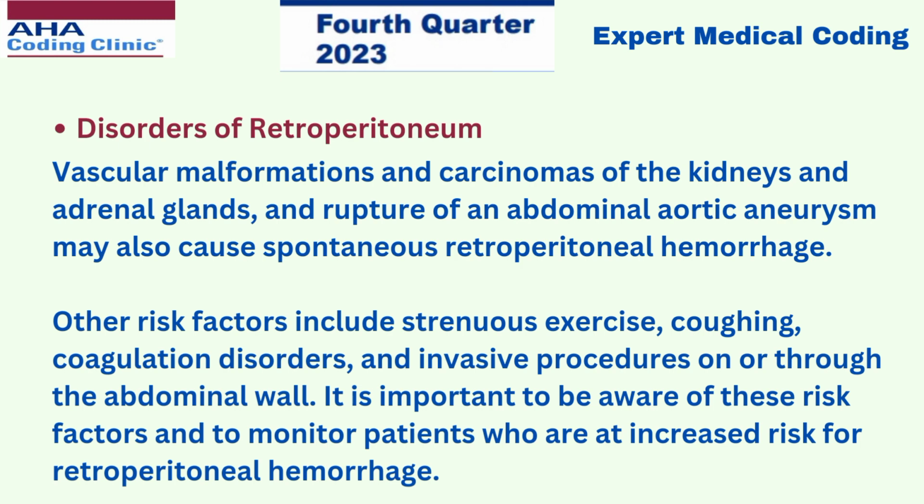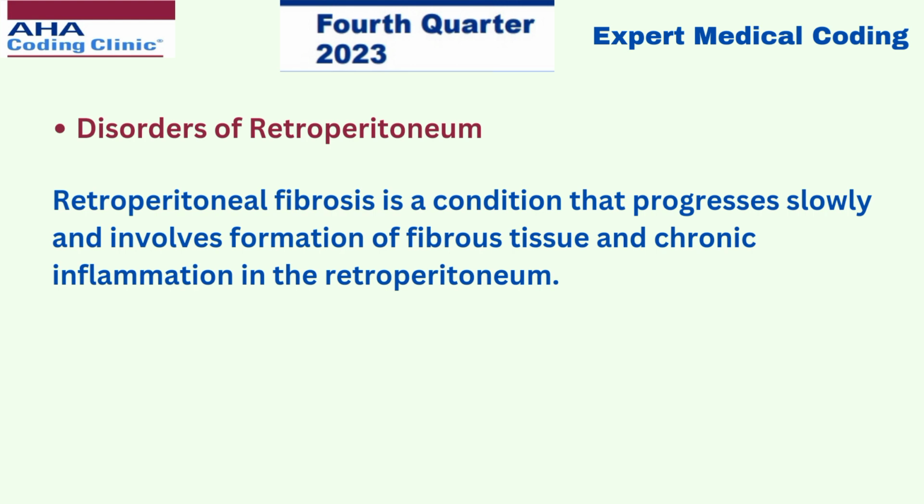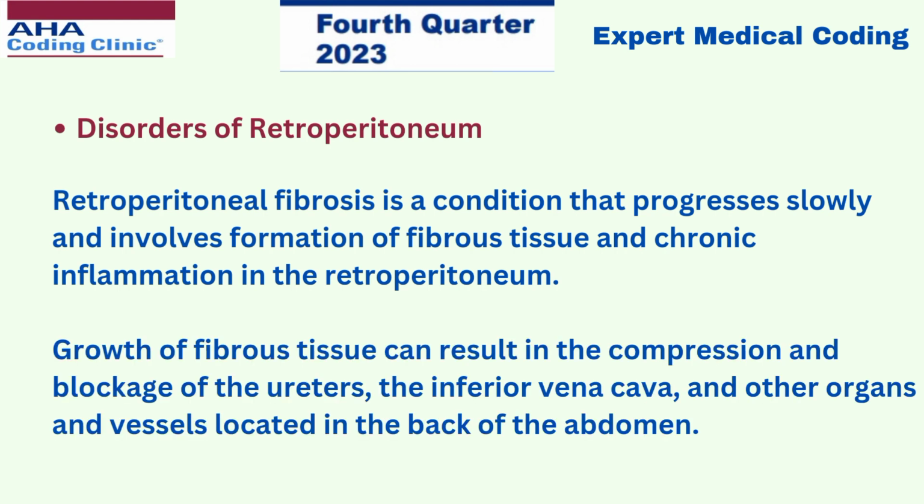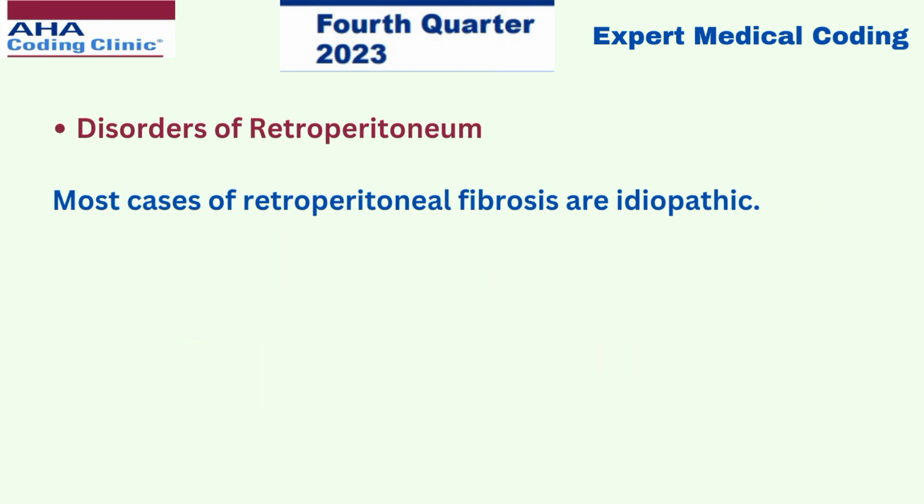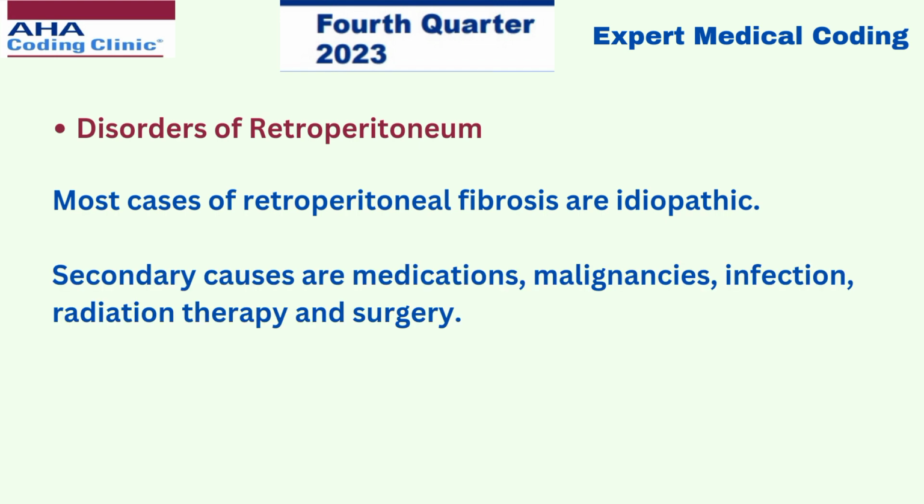Retroperitoneal fibrosis is a condition that progresses slowly and involves formation of fibrous tissue and chronic inflammation in the retroperitoneum. Growth of fibrous tissue can result in the compression and blockage of ureters, the inferior vena cava, and other organs and vessels located in the back of the abdomen. Most cases of retroperitoneal fibrosis are idiopathic. Secondary causes are medications, malignancies, infection, radiation therapy, and surgery.